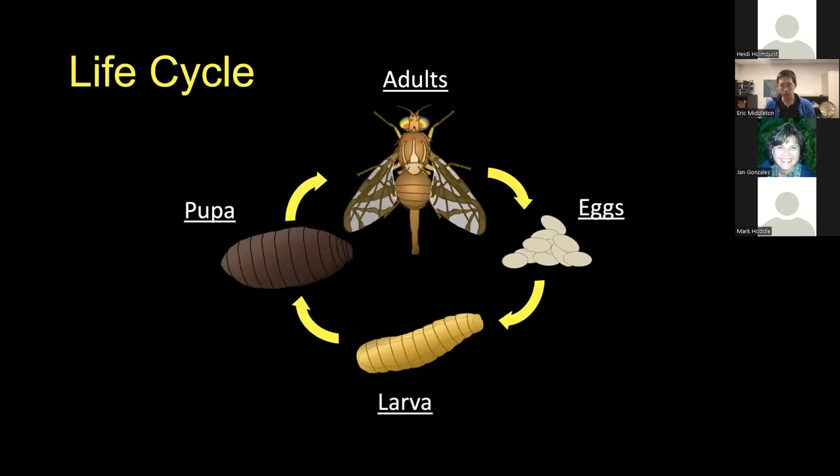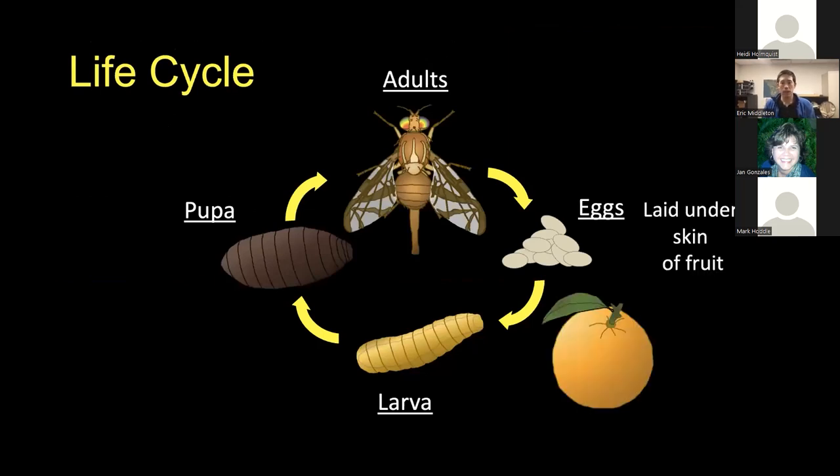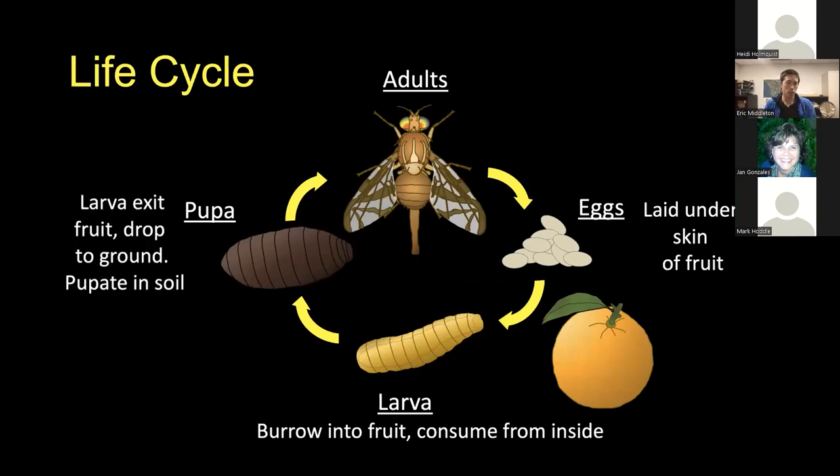In terms of their life cycle, female Mexflies will lay their eggs under the skin of fruit. The eggs hatch. The larvae then burrow into the fruit, begin to consume sections of it from the inside. So it's the larvae and eggs that are on the fruit themselves. The larvae will then exit the fruit, drop to the ground where they will then pupate in the soil, and then they emerge as adults later on.